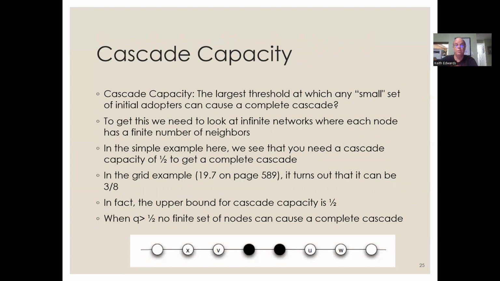The final idea in the chapter is that of cascade capacity, and this is the largest threshold at which any small set of initial adopters can cause a complete cascade. To get this, we look at infinite networks where each node has a finite number of neighbors. In this small example down at the bottom, we could assume this extends out infinitely both left and right. Here you need 1/2 to get a complete cascade. There's a grid example on page 589 that turns out to be 3/8, but the upper bound for cascade capacity is 1/2. And when Q is greater than 1/2, there's no finite set of nodes that can cause a complete cascade.